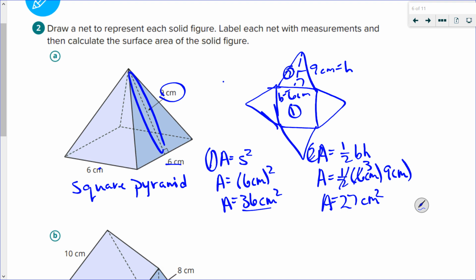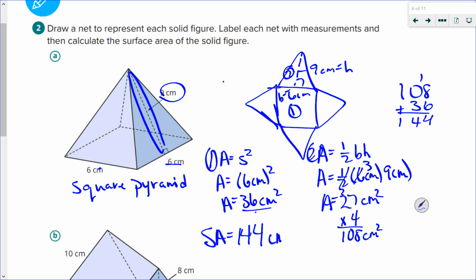However, because this is a square pyramid, all 4 triangles are the same. So I can just multiply this one by 4. 27 times 4 gives me 108. Put my pieces together. So the 36 plus the 108 gives us 144. Do not forget your units. Area will always be the units squared because I'm only multiplying 2 of the dimensions.